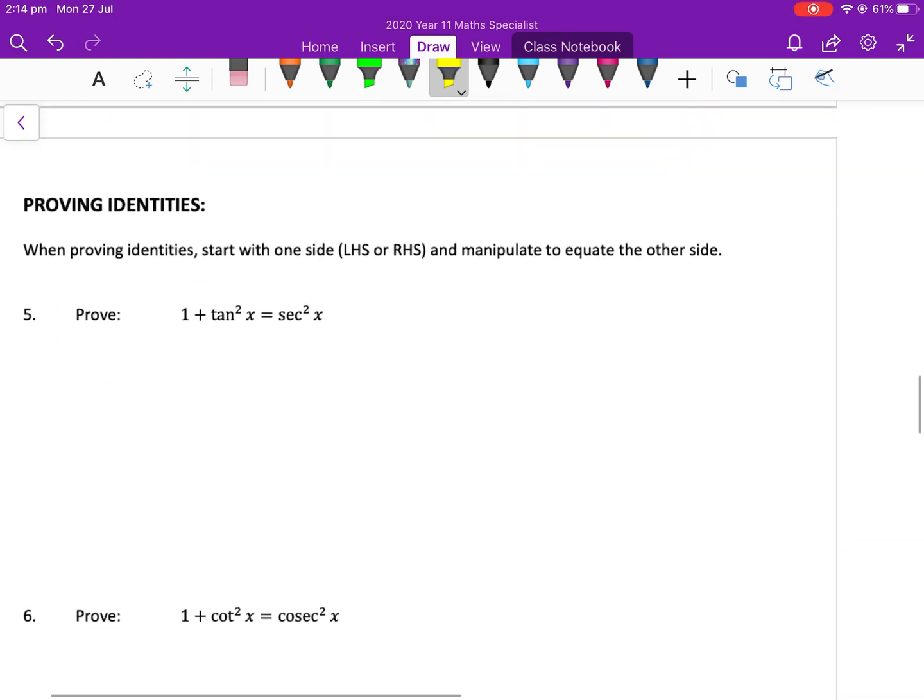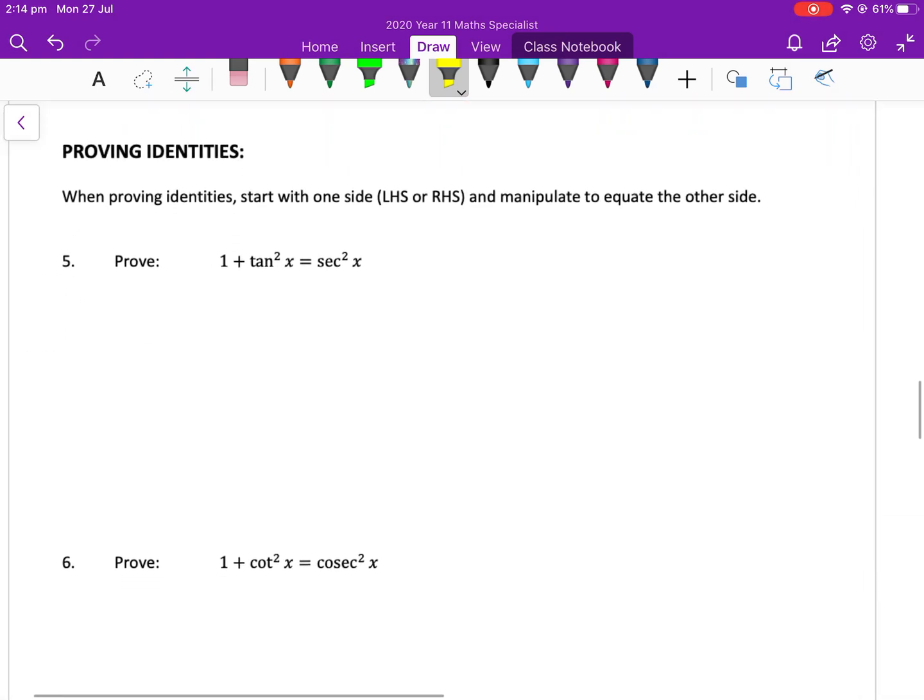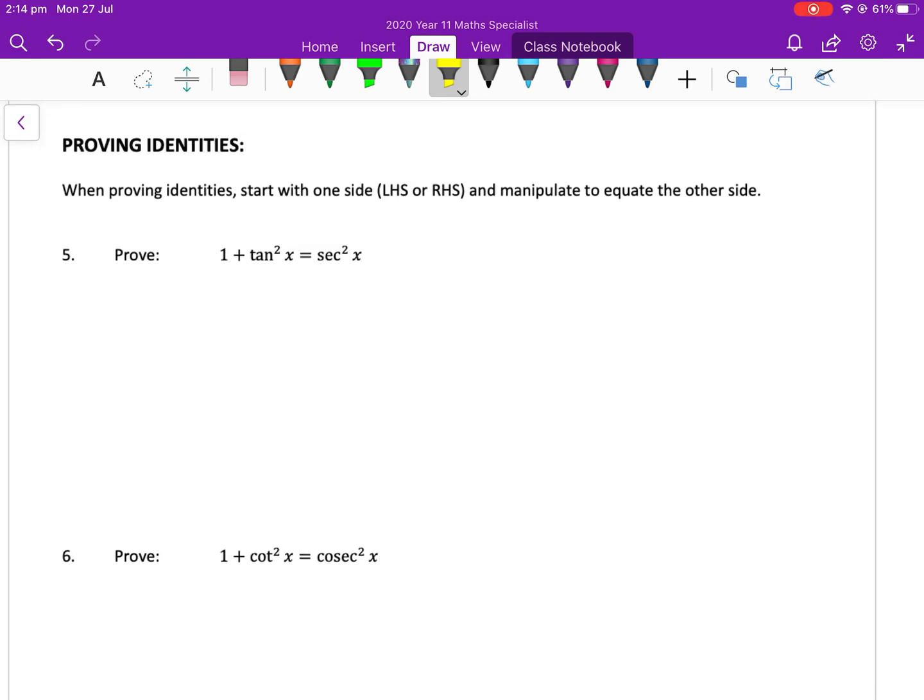So our ideal is we want to prove certain statements or identities. And we can use a whole lot of the things that we do know, the facts, to help us prove them. In a proof, essentially we want to choose one of the sides, the left-hand side or the right-hand side, and start with one of them and show that it equates to the other. So let's begin with our first example here.